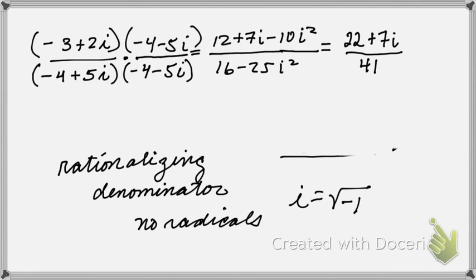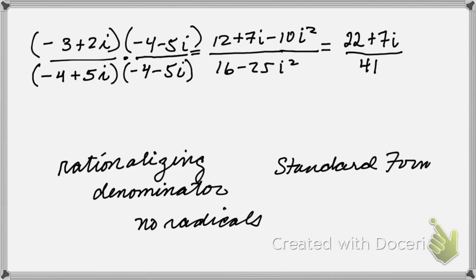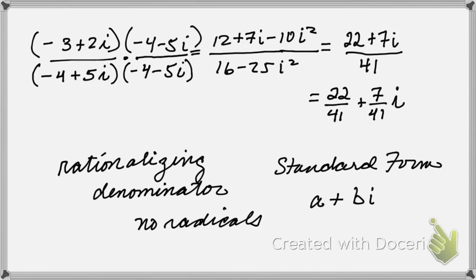All right, so that's good and that's correct. But there is this consideration of the standard form of a complex number, which is a plus bi. So if you consider that a plus bi and you look at what we have here, how could I rewrite that to put it in standard form? I would do this: 22 over 41 plus 7 over 41 i. And that would be the correct standard form.